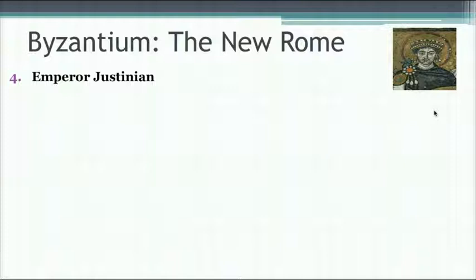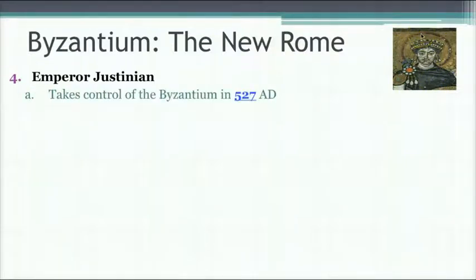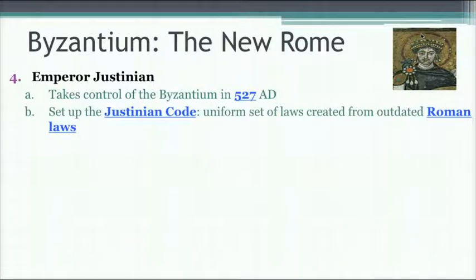So, one of the most recognizable and well-known emperors of the New Rome, of the Byzantines, was Justinian, who you see here in the upper right. Justinian takes control of Byzantium in 527 AD. And probably his most recognizable accomplishment is his Justinian Code. So he set up the Justinian Code, which was a uniform set of laws created from outdated Roman laws.